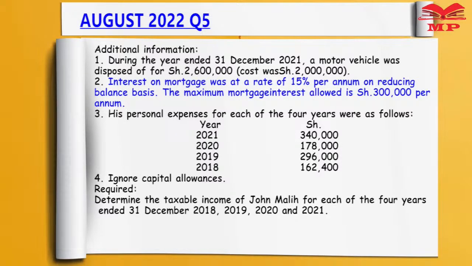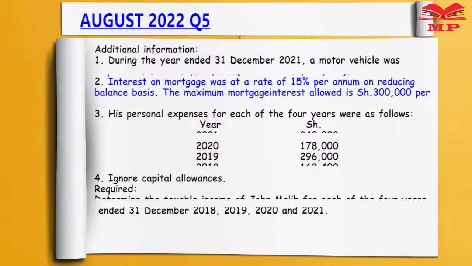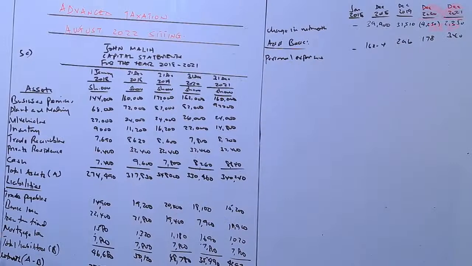We have information 2, which says interest on mortgage was at a rate of 15% per annum on reducing balance basis. The maximum mortgage interest allowed is 300,000 shillings per annum. Now, there's a liability here called mortgage loan, which is 7.8 million shillings all through. And you are told in note 2, the interest on this loan was at 15% per annum, though the maximum interest on mortgage allowed per annum is 300,000.